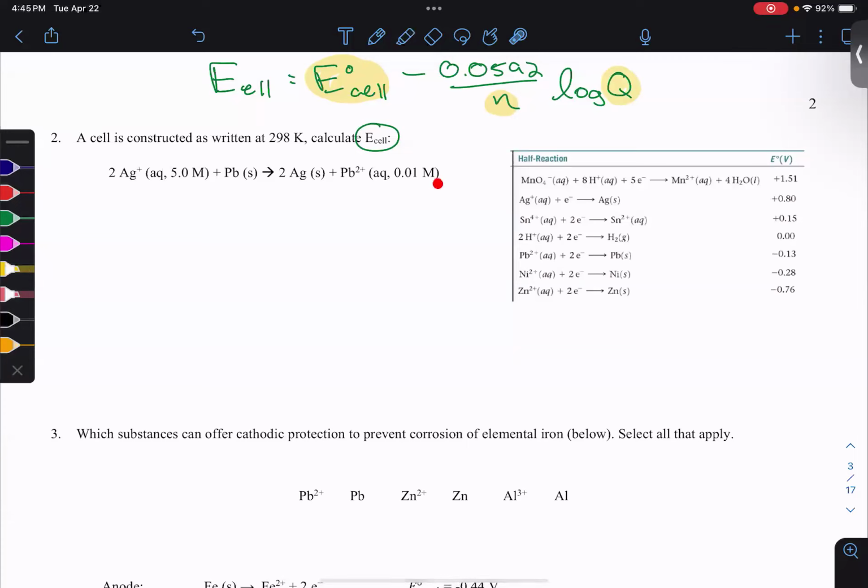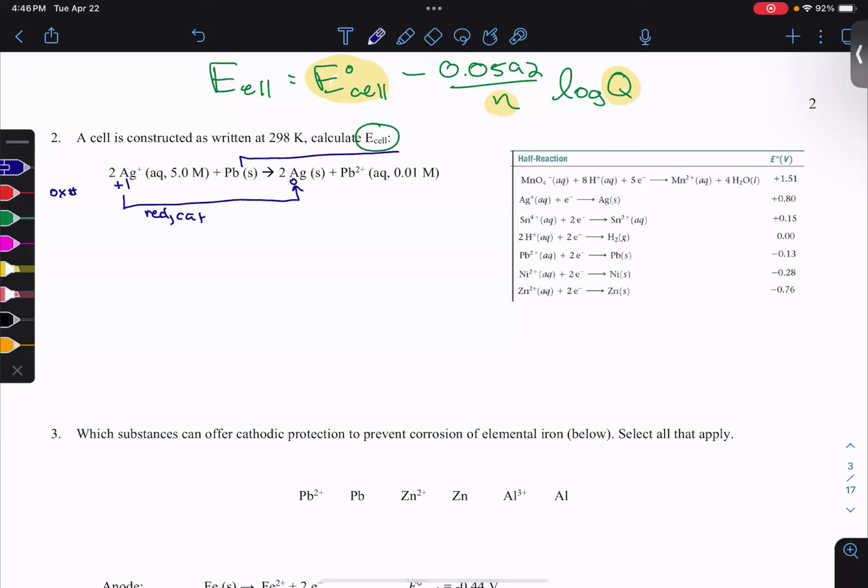So in this question, I didn't give you E cell naught, so we have to do cathode minus anode, meaning we have to decide what is our cathode, what is our anode. So this is kind of like review from midterm 4. So ask yourself, how is silver changing? It's going from +1 to 0. So silver is being reduced. Yes, reduced. So it is our cathode.